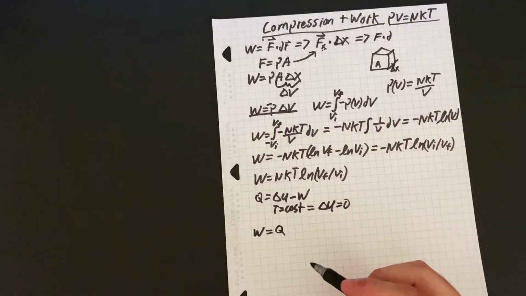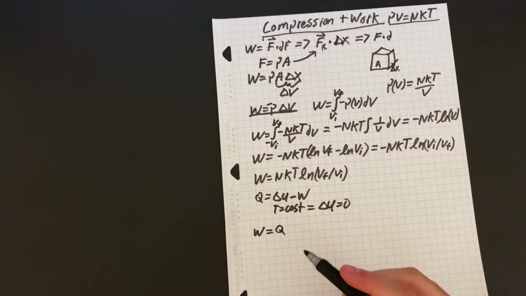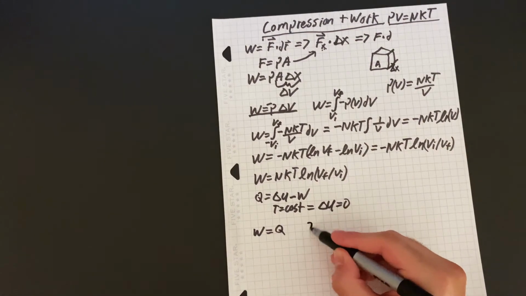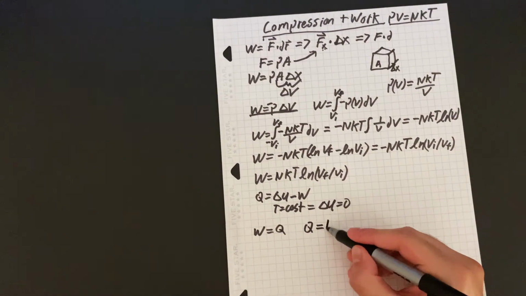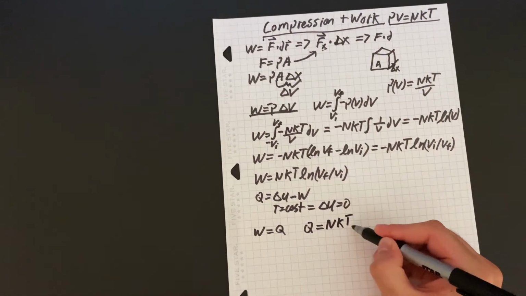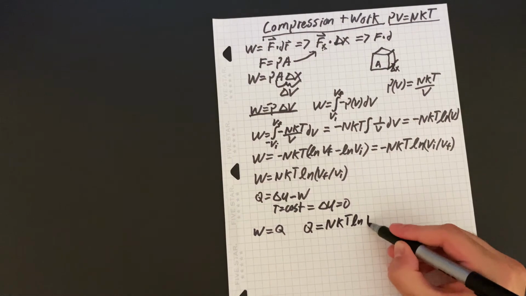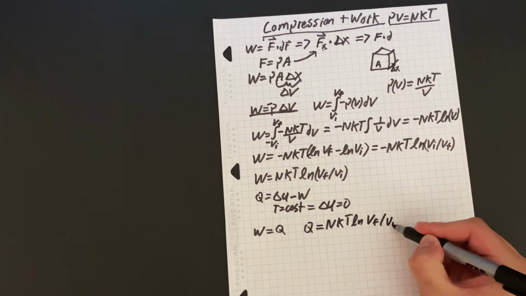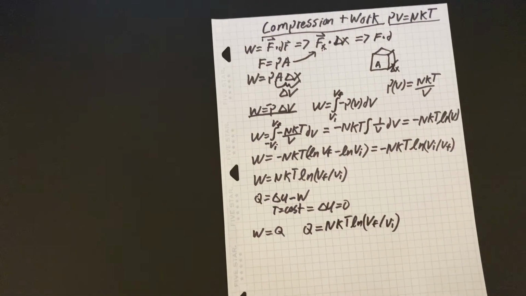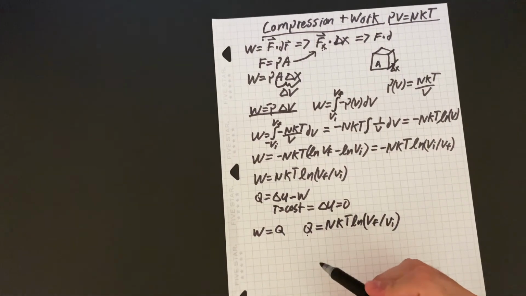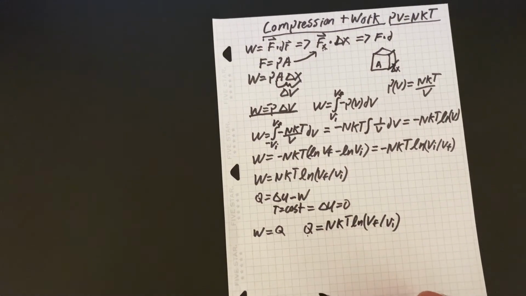And that's really good to know, because now we can say that the heat flowing in or out of the system is equal to nkt natural log of v final over v initial. And that's really useful. Now we know the heat flowing of an isothermal compression or expansion.